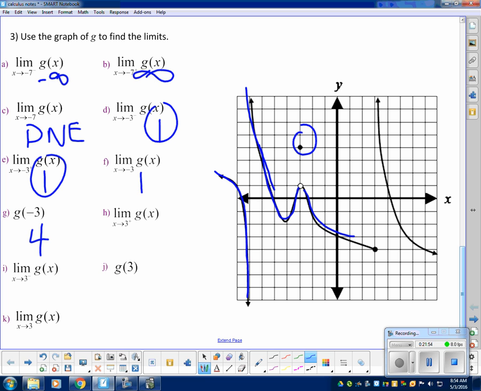What about the limit as x approaches 3 from the right? So as x approaches 3 from the right, here we go. Where's that headed? That's going to infinity. And the limit as x approaches 3 from the left? It's negative 4. And what is g of 3? g of 3 is this dot right here, negative 4. And what about the limit as x approaches 3 of g of x? We have negative 4 here, infinity here. Does not exist because the left and right hand limits are not equivalent.